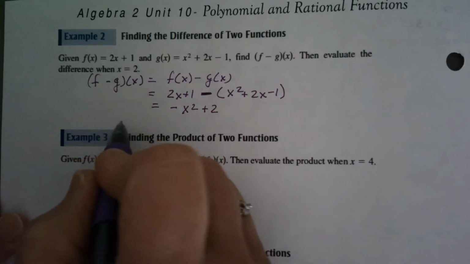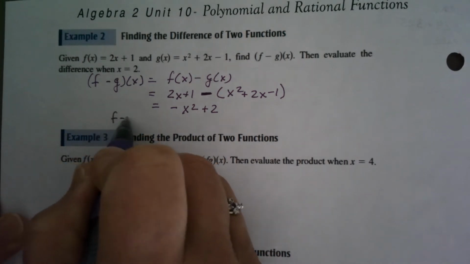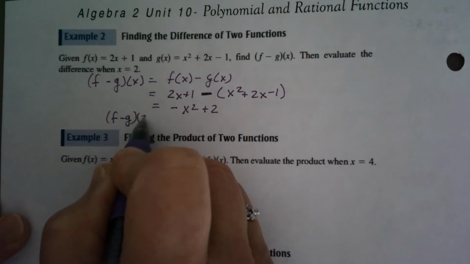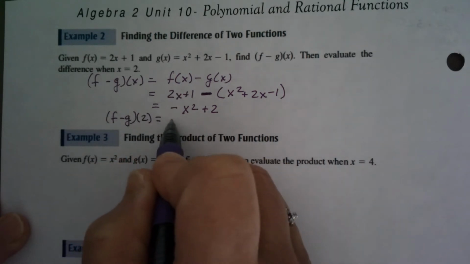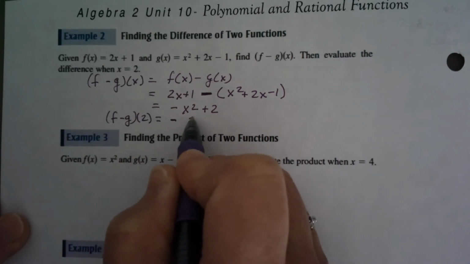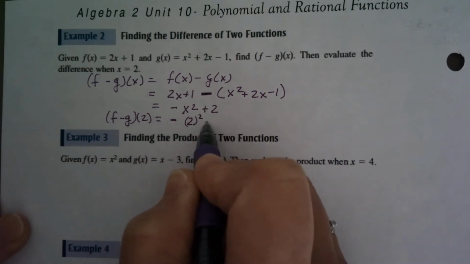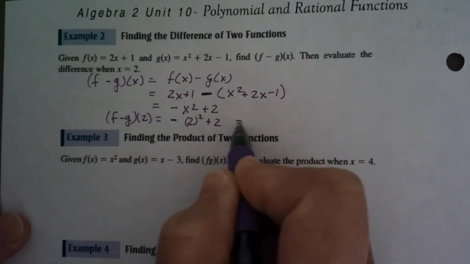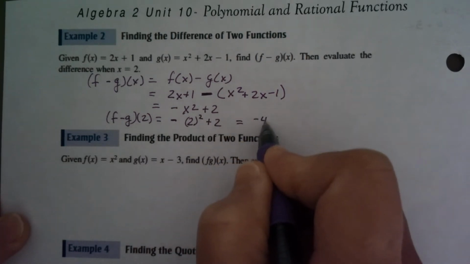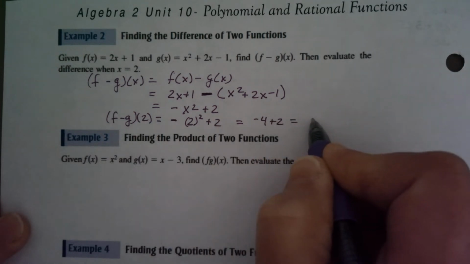Now evaluating f minus g of 2, that'd be minus 2 squared is 4 plus 2, so negative 4 plus 2 is negative 2.